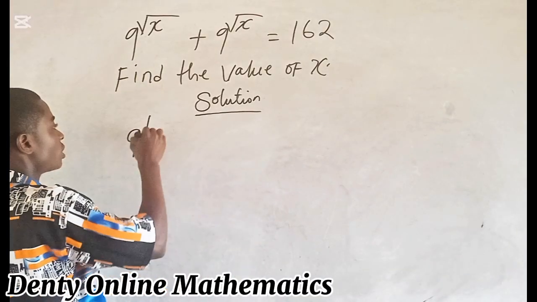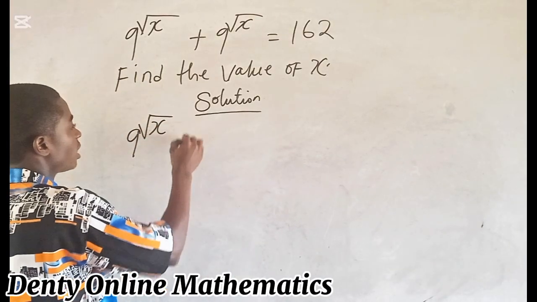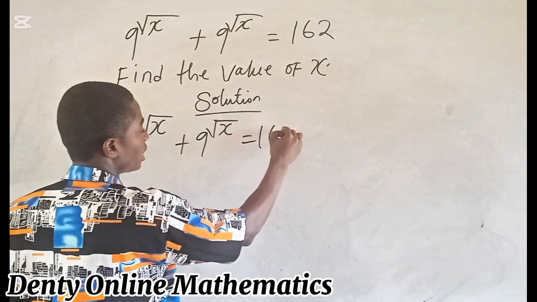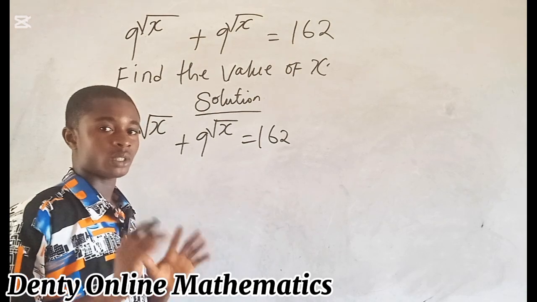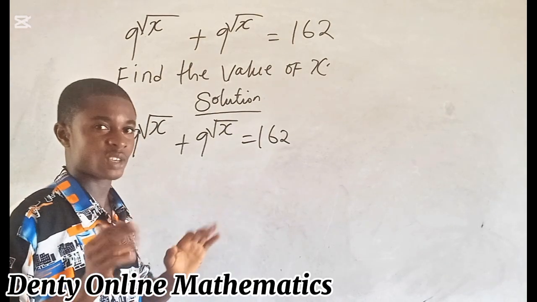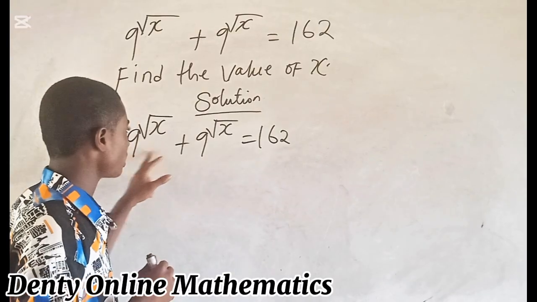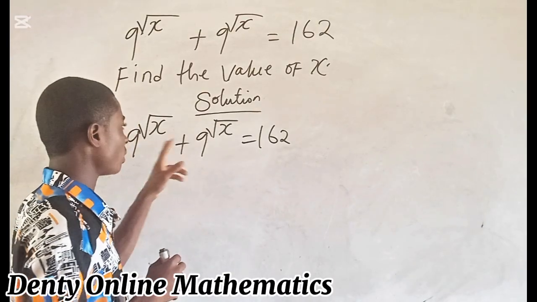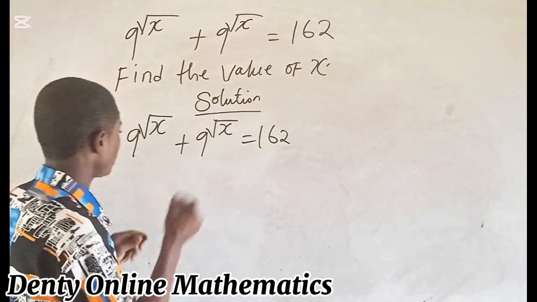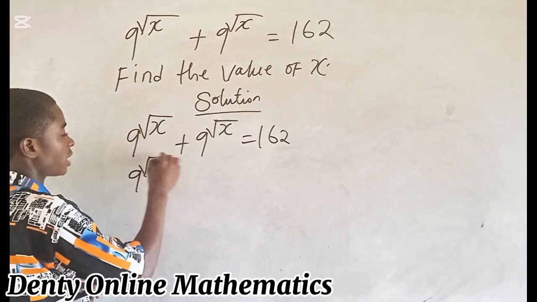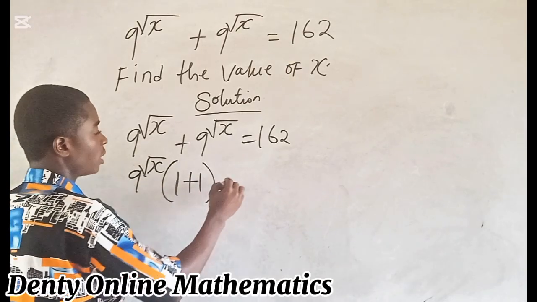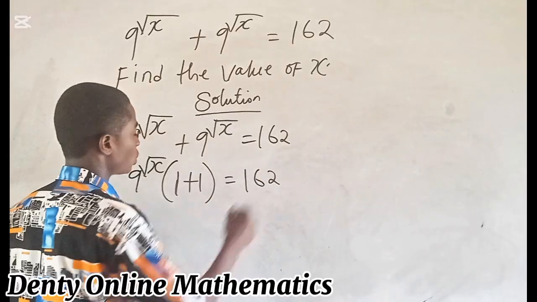We have 9 raised to the power of the square root of x plus 9 raised to the power of the square root of x equal to 162. Now this is how you are going to do this. If you observe, what is common here? What can you see very well? You can see 9 raised to the power of root x, 9 raised to the power of root x. That means 9 raised to the power of root x is appearing 2 times on the left hand side. So I'll factor it out, which will give us 9 raised to the power of root x times 1 plus 1 equal to 162.